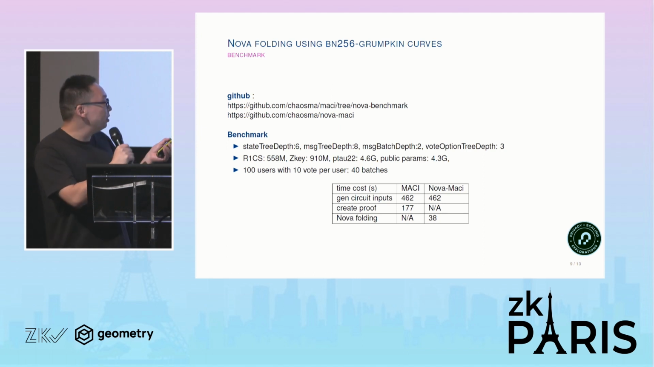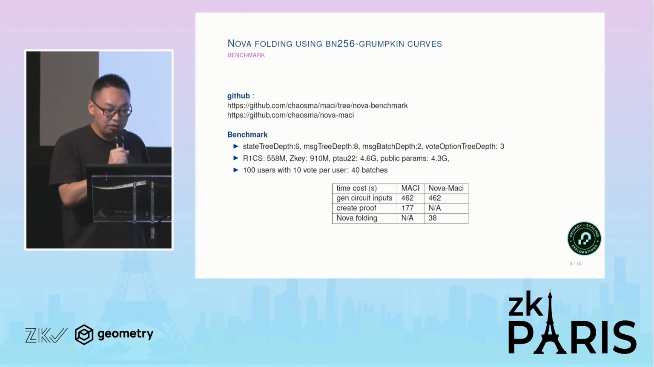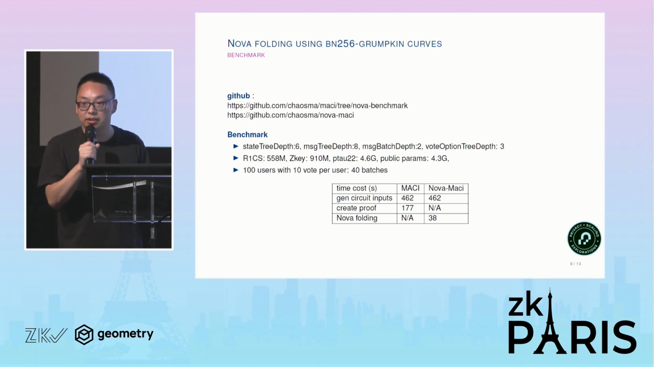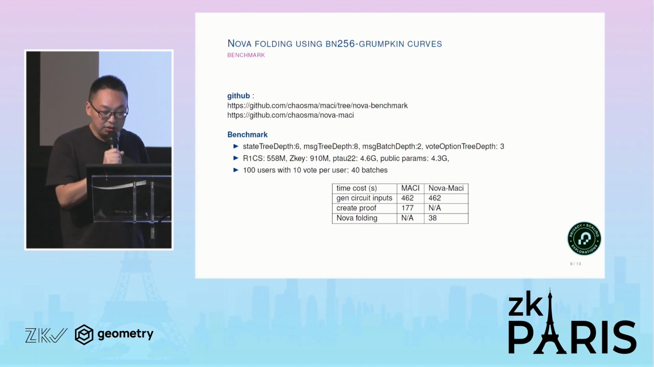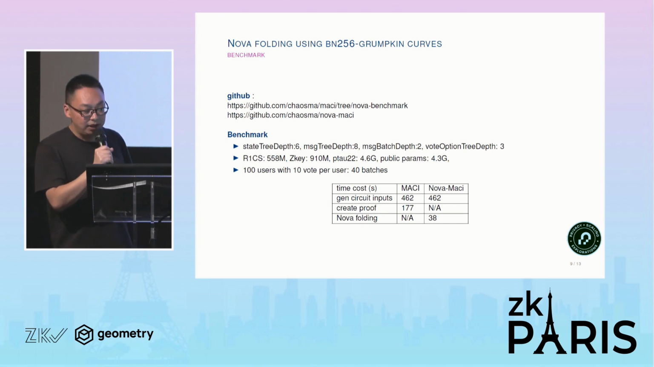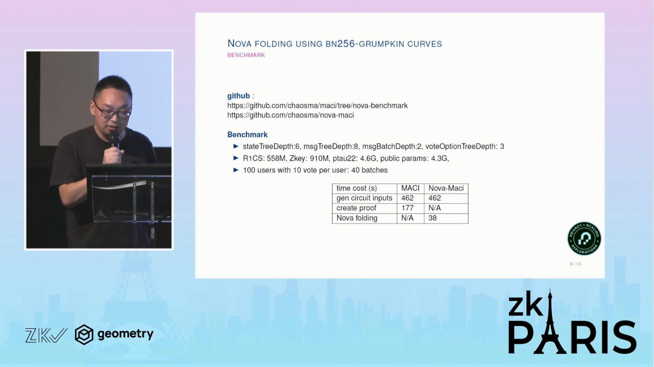And here is the benchmark. The time cost is in the unit of seconds. The generate circuit inputs step is common for both MACI and Nova MACI. This is written in MACI using JavaScript, is unoptimized, and is the most time-consuming part at about 460 seconds. And the create proof part for MACI is everything for creating the proof except the generate circuit inputs part. This is about 170 seconds.